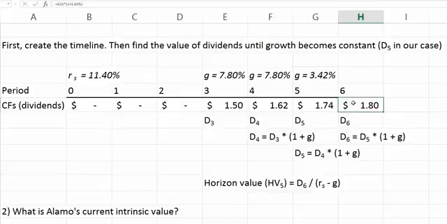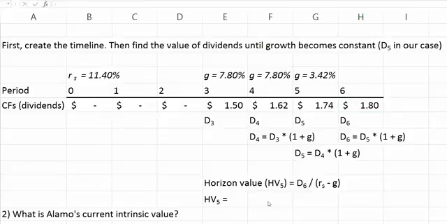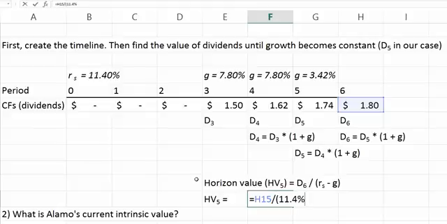With this, we can find the horizon value, which will be D6, the one we just found, divided by the discount rate. In our case, we're using 11.4%, minus the rate of growth when growth becomes constant, so that would be 3.42%. And we find that the horizon value, or the value of the company once growth becomes constant, is 22.59. And that was the first part of the question.